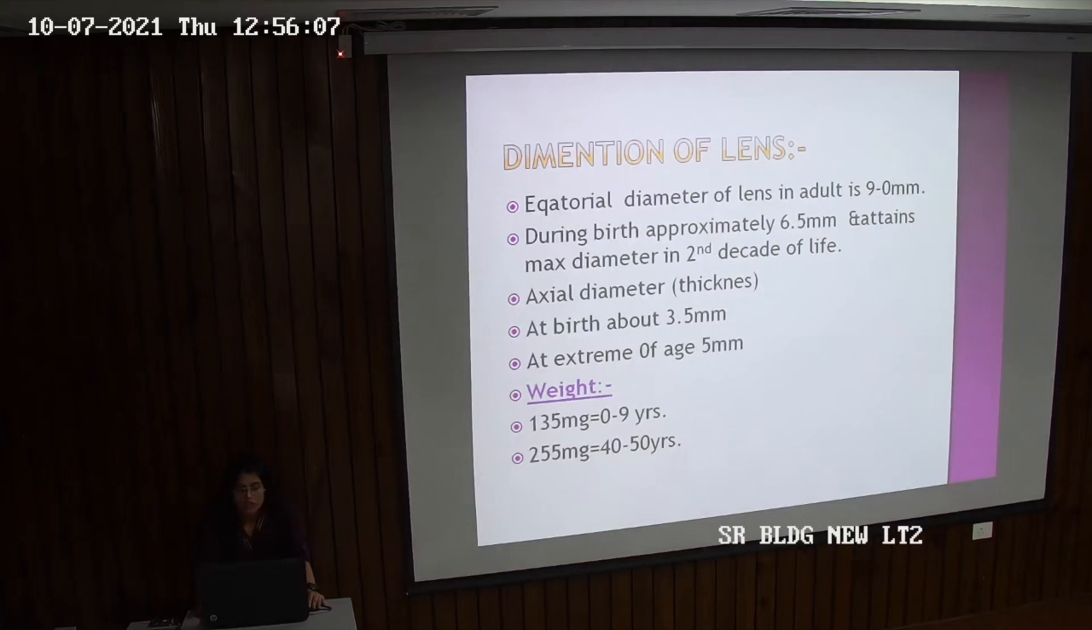I've got 135 mg from 0 to 9 years of age, and with aging the weight increases, because we all know the weight and the size of the lens increase during aging. Because of that, it's all happening.